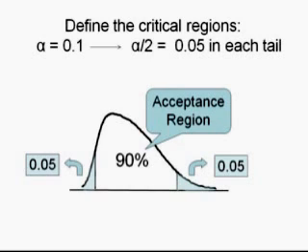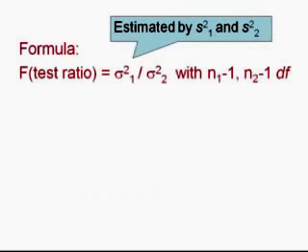This should sound familiar. F for the test ratio is nothing more than the population variance of sample 1 divided by the population variance of sample 2. The population variances are estimated from the sample variances. The number of degrees of freedom in sample 1 is n sub 1 minus 1, or the number of observations in sample 1 minus 1. Similarly, the degrees of freedom for sample 2 is n sub 2 minus 1.